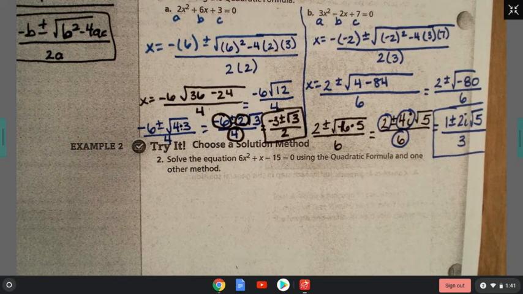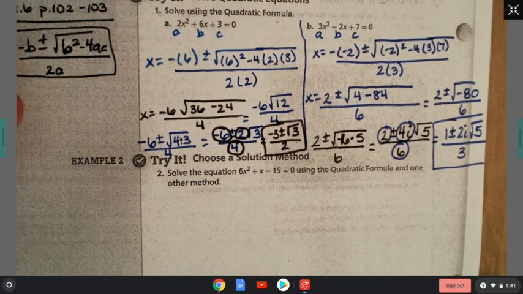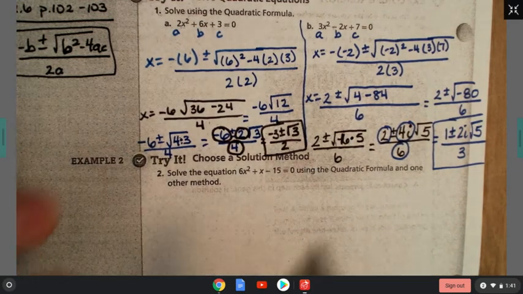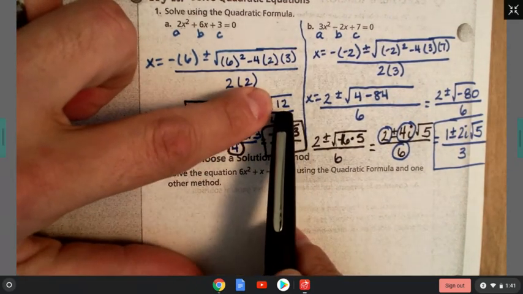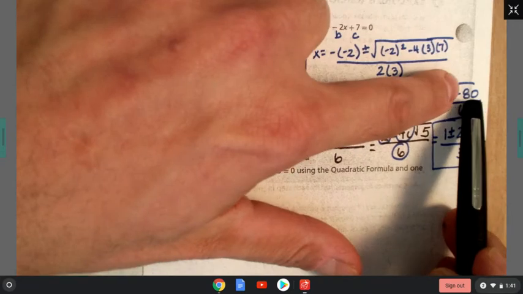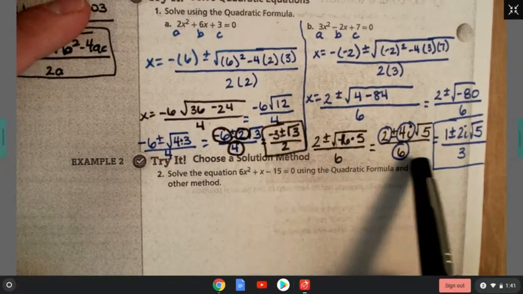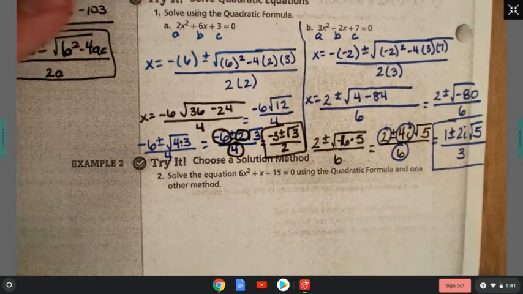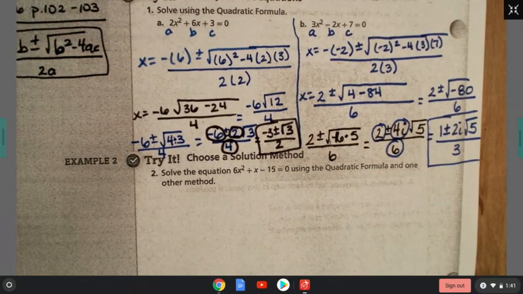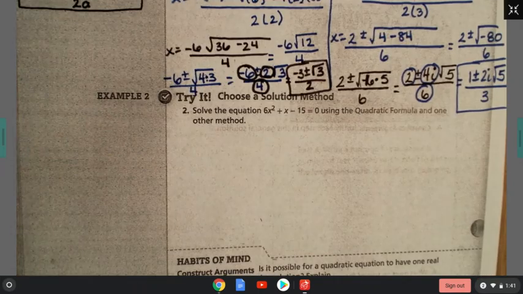So there's a part of this quadratic formula that's really, really important, and it's called the discriminant. In this first problem, the discriminant was 12. In the second problem, the discriminant is negative 80. And that tells us what kind of answers we should end up with when we're done. All right? So skip example 2.